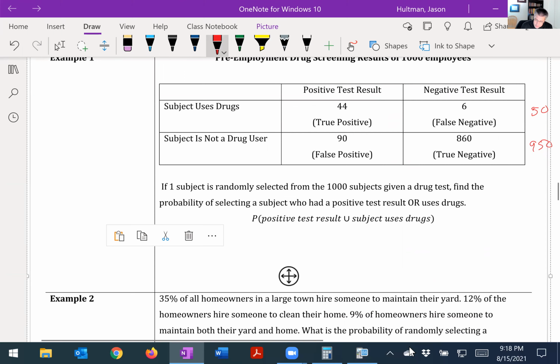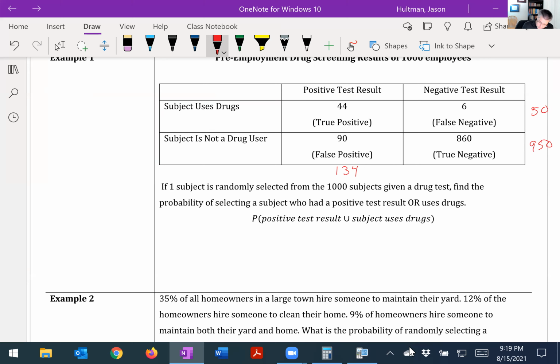If one subject is randomly selected from 1,000 subjects given a drug test, find the probability of selecting a subject who had a positive test result. How many of these people had a positive test result? 90 plus 44 is 134. Now find the probability of selecting a subject who had a positive test result or uses drugs. So the probability of a positive test result or the probability of them using drugs.